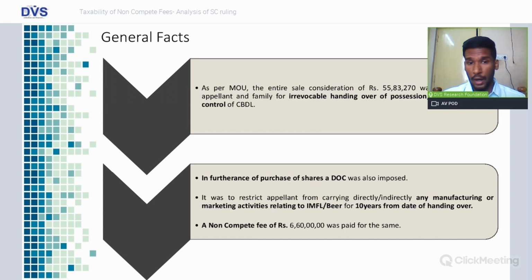But apart from this sale consideration, which was paid by way of a memorandum of undertaking, a deed of covenant was also imposed. What is this all about? A deed of covenant is imposed to prevent or restrict a particular person from doing a particular act. So in the present case, it was to restrict the appellant from carrying out directly or indirectly any manufacturing or marketing activities relating to Indian-made foreign liquor or beer for a period of 10 years, right from the date of handing over. And for this, he was paid a non-compete fee of rupees 6.6 crores.